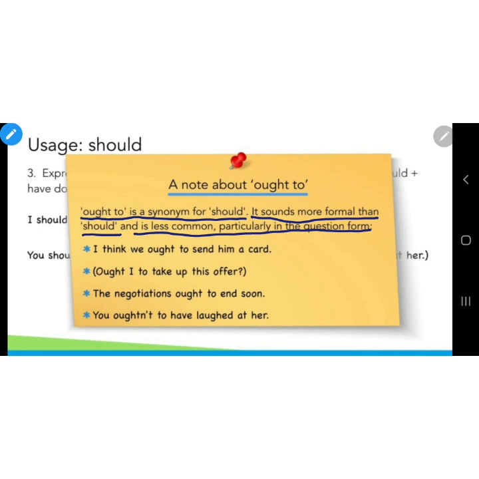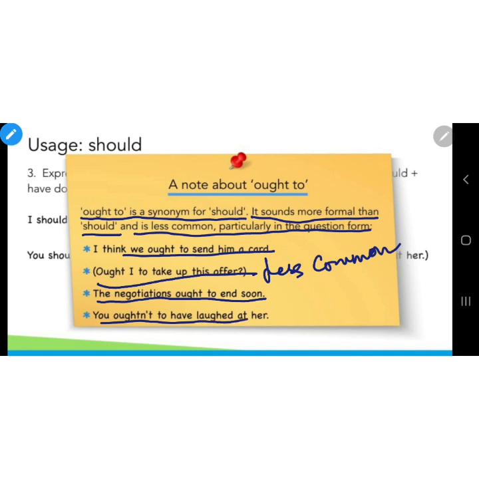I think we ought to send him a card. So it is similar to should, that is expressing your opinion. You can also use ought to instead, but in the question form it is less common. Ought I to take up this offer is less common. The negotiations ought to end soon. You ought not to have laughed at her. So you see, ought to is synonymous with should.